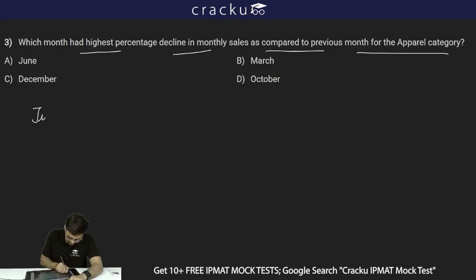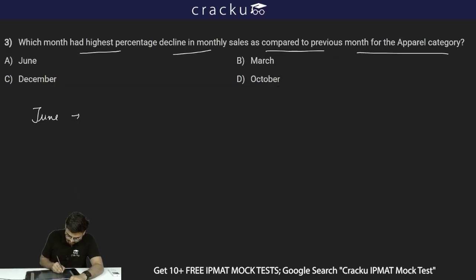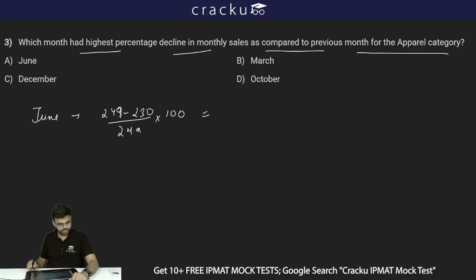So for June, we have to find out the percentage decline. We'll go to the slide again. For the apparel category, it was 230 in June and 249 in May. The percentage decline is 249 minus 230 divided by 249 into 100. This will come out as 7.63%.